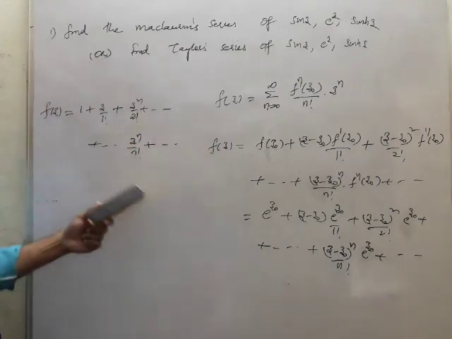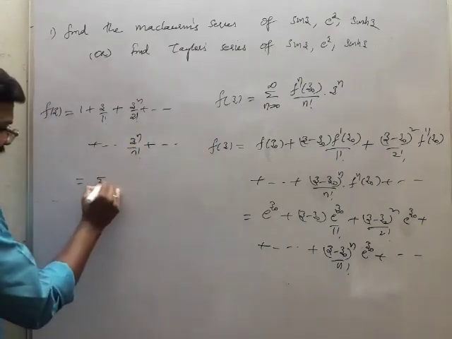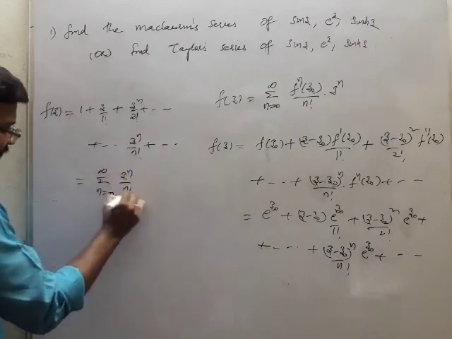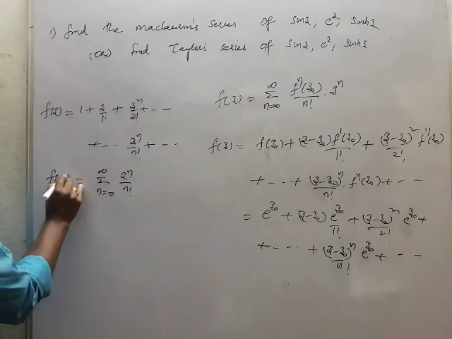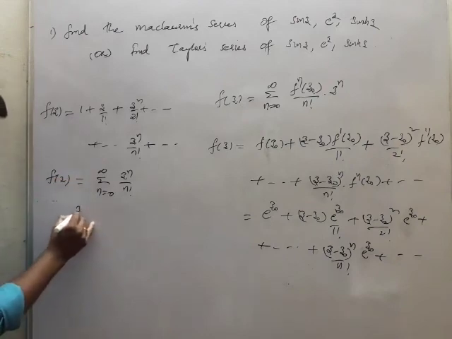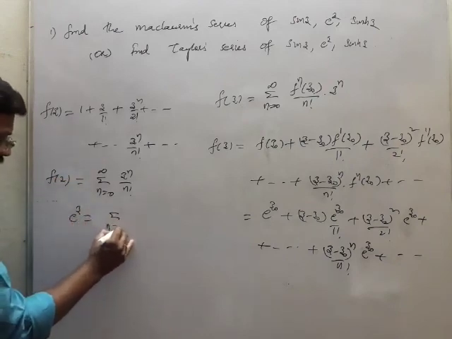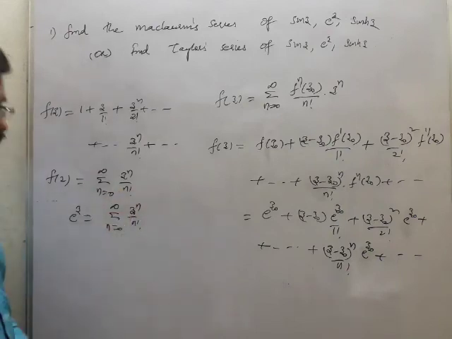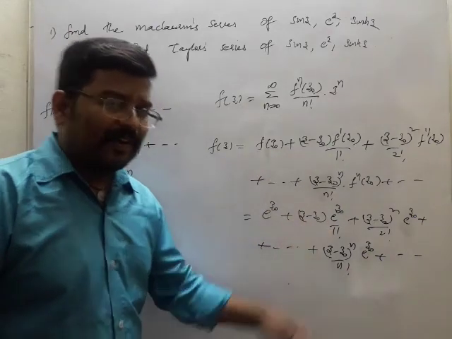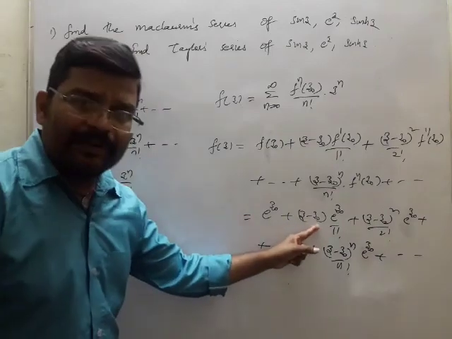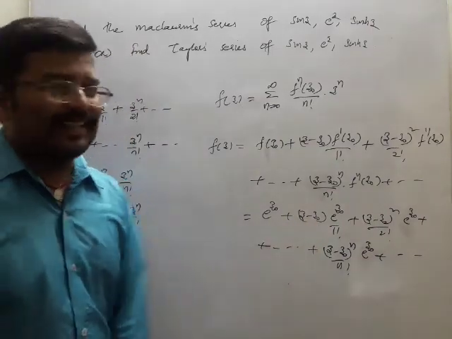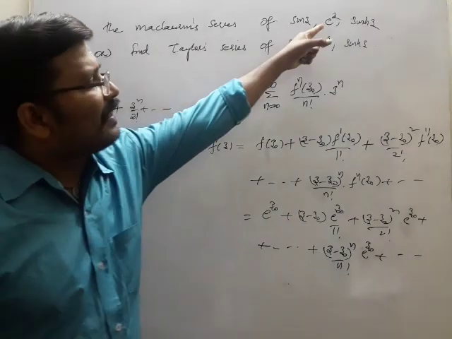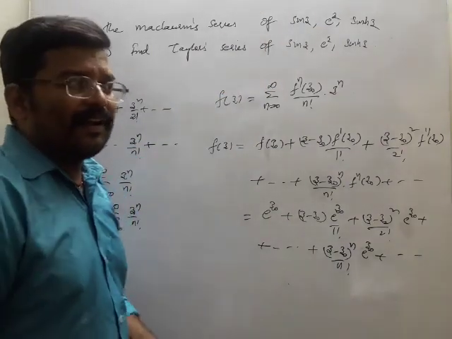So what can we write here? The summation n equal to 0 to infinity of zⁿ/n!. This is f(z). Therefore we can write e^z equals the summation n equal to 0 to infinity of zⁿ/n!. So this is the Taylor series form, and if you put z₀ equal to 0, that becomes a Maclaurin series. That Maclaurin series is this. This is how we can do the e^z problem.